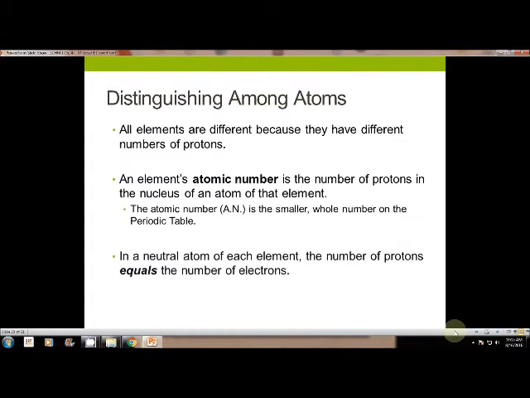The atomic number is the smaller whole number on the periodic table, and sometimes they can be in different spots, but you just look for that whole number inside of the box for the element. In a neutral atom, the number of protons equals the number of electrons.